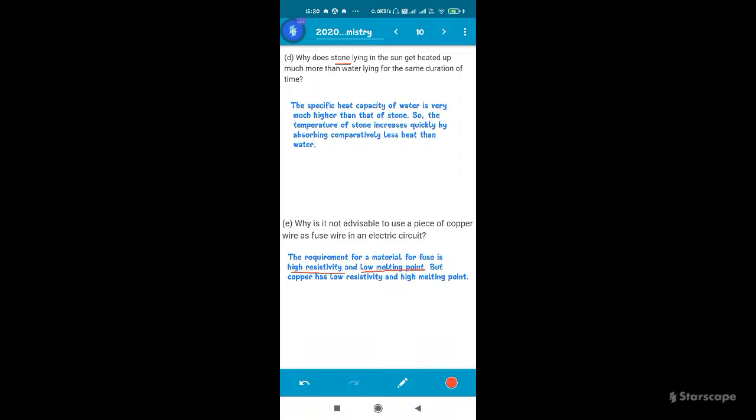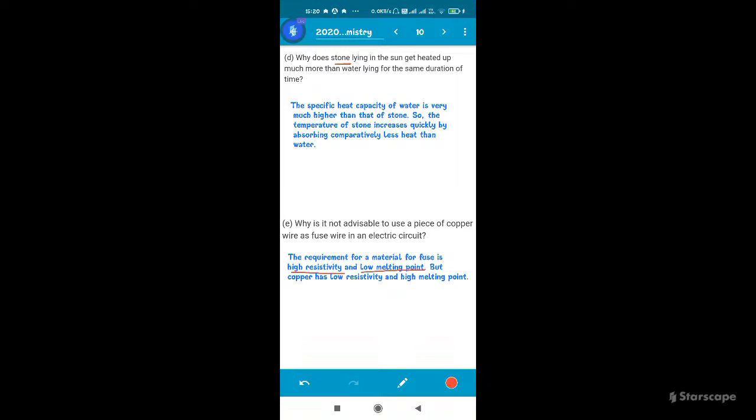Okay, so what happens in case of copper? The resistivity is low. Copper can very easily allow electricity to pass through it, isn't it? So resistivity is low in case of copper, and it also has a very high melting point because it is a very good metal. So we cannot use it as a fuse, right? Our device will completely get burned, it will get charred due to the excessive heat, but copper will still not melt. So what's the use? So you cannot use copper as a fuse wire.